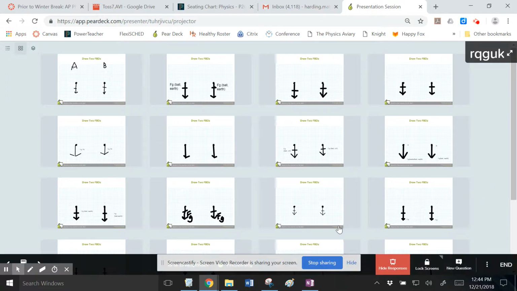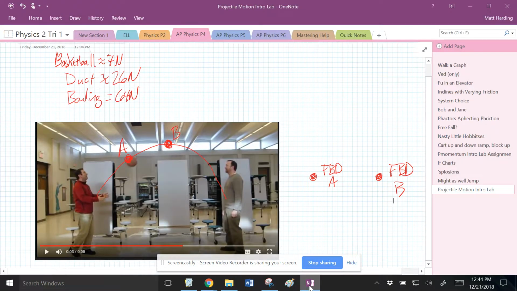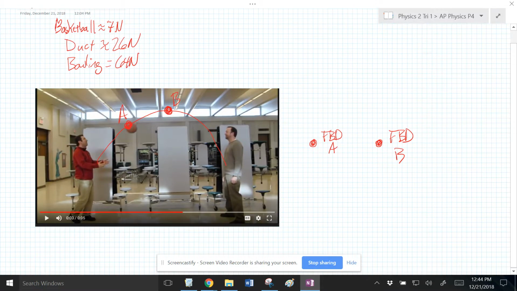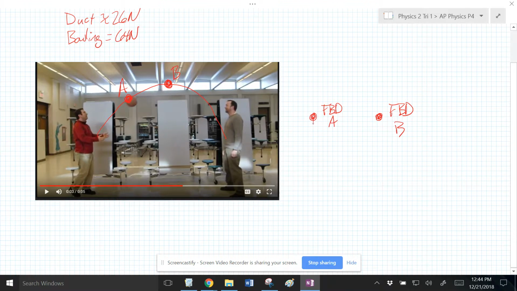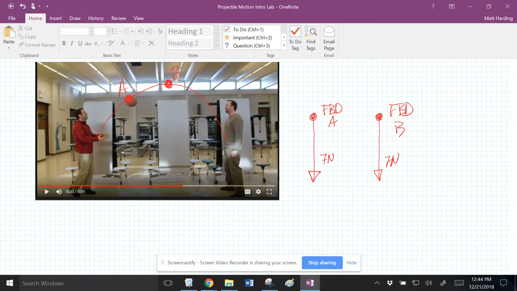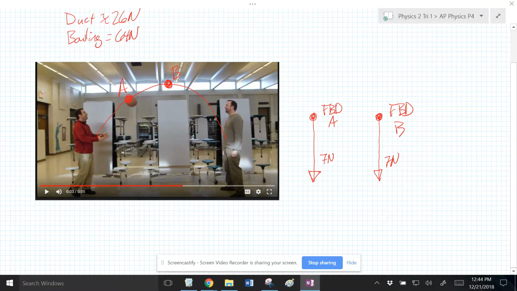So let's go back over to our dear friend, the OneNote. This is the basketball. If I'm drawing the diagram at A, it's going to look like this. This force is 7 newtons. At B, the diagram looks like this. This force is 7 newtons. Balanced or unbalanced? Unbalanced. How unbalanced is it? 7 newtons in the downward direction in both cases.